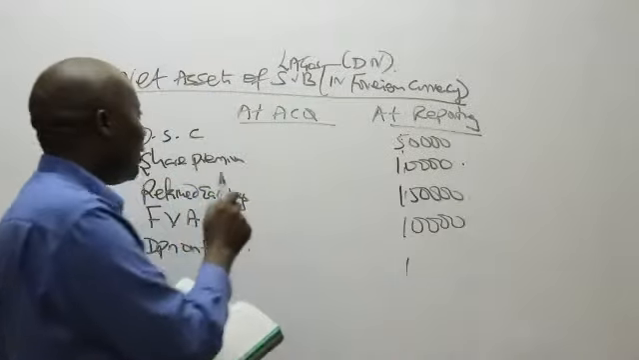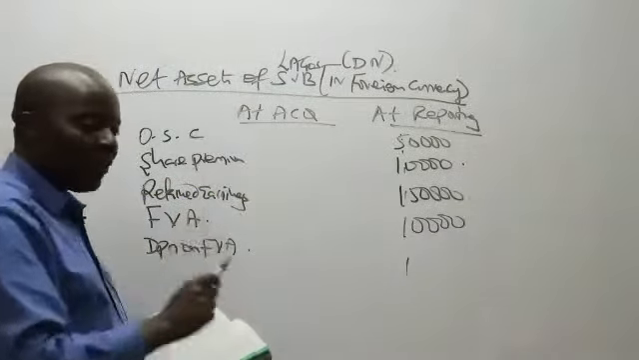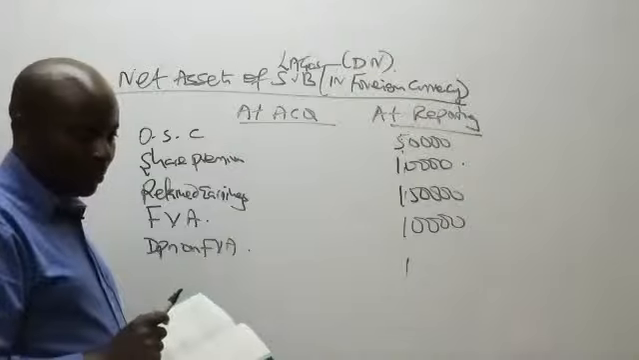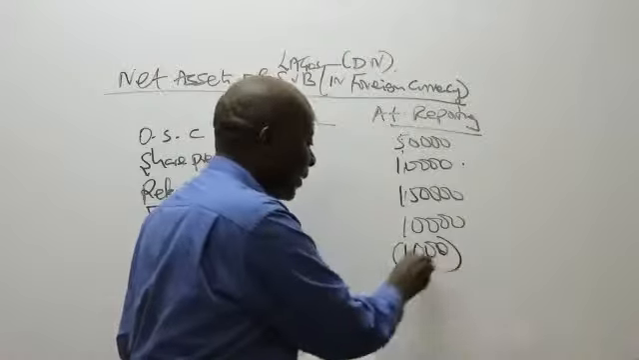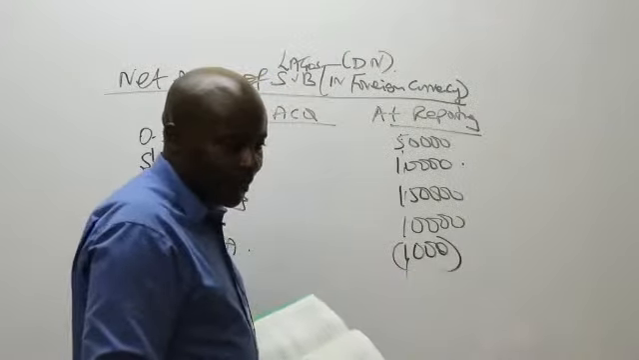How about the depreciation on fair value adjustment that we got? Do you remember depreciation? So it's 1,000. But remember, this is something you deduct.